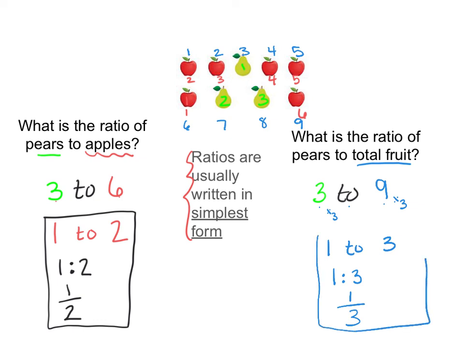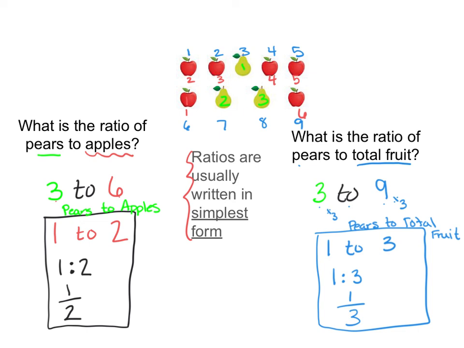And this would be the ratio from pears to total fruit. And the one on the right would be pears to apples. And that's how you do ratios.